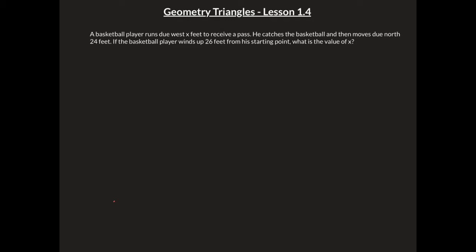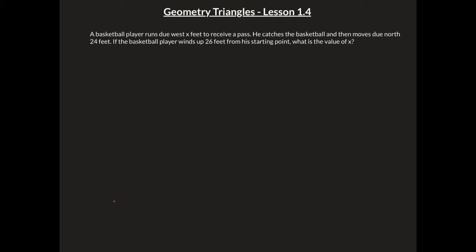A basketball player runs due west X feet to receive a pass. He catches the basketball and then moves due north 24 feet. If the basketball player winds up 26 feet from his starting point, what is the value of X?